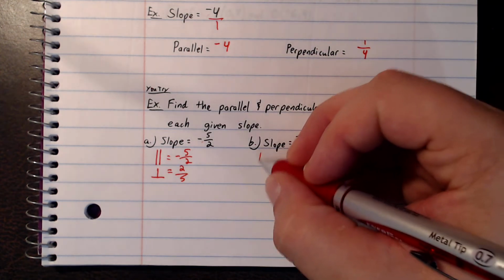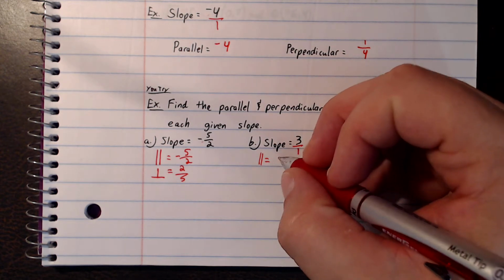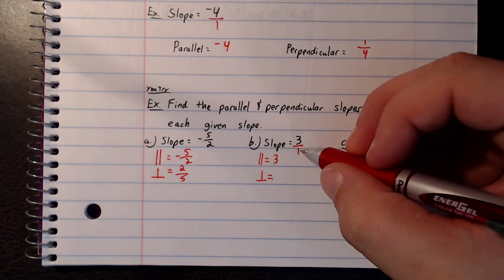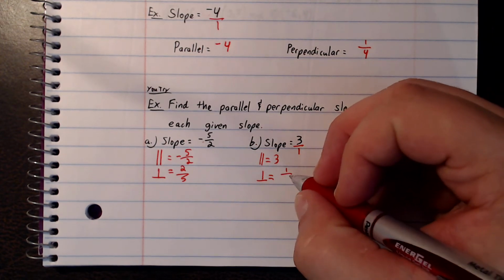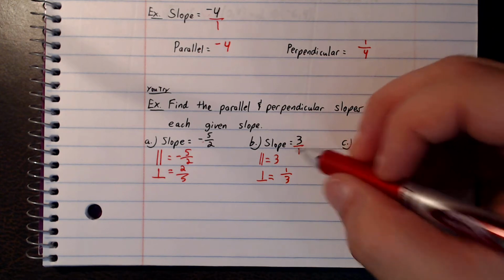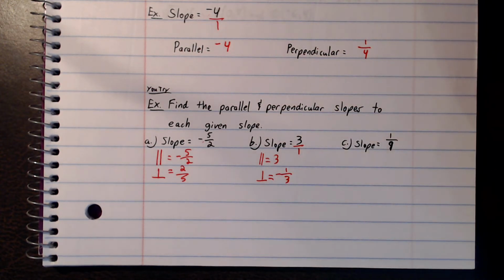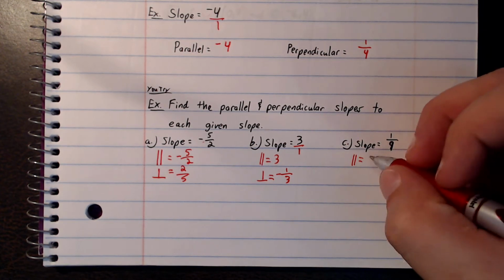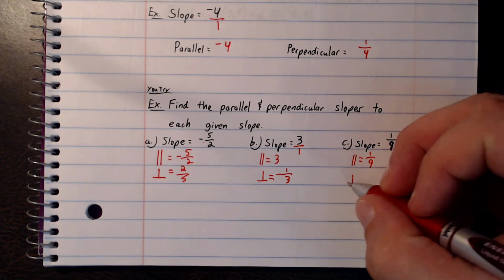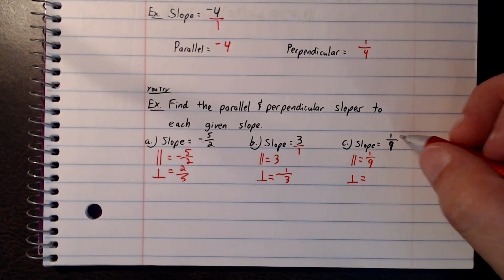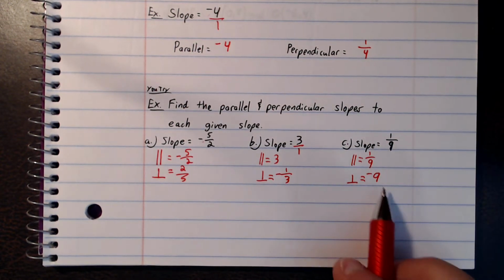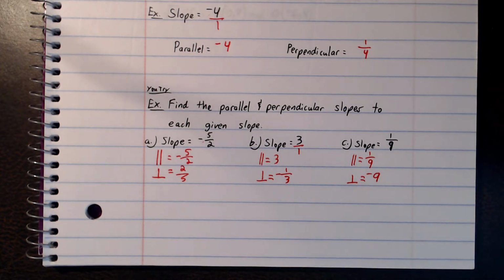So for parallel, it's going to be exact same. So we'll keep that as just 3. Perpendicular, well, this has got to flip, so 1 over 3 now, and then opposite sign would make this become negative. And then last, we've got the exact same, so 1 over 9. And then here, if we flip this, that becomes 9 over 1, so just plain old 9. Opposite sign would be negative. If you had this over 1, okay, same thing.